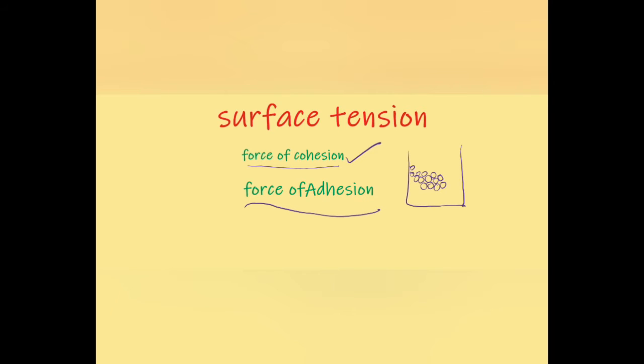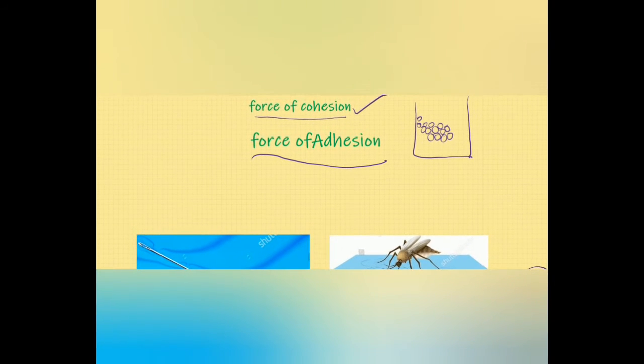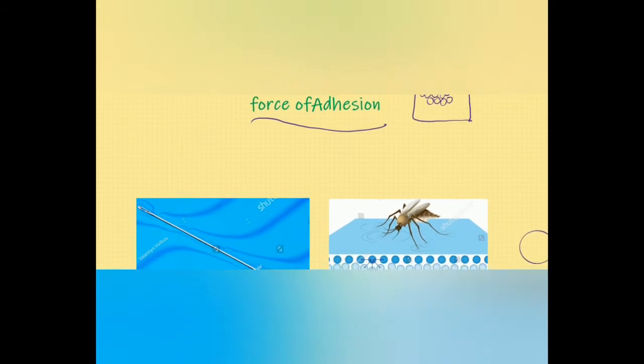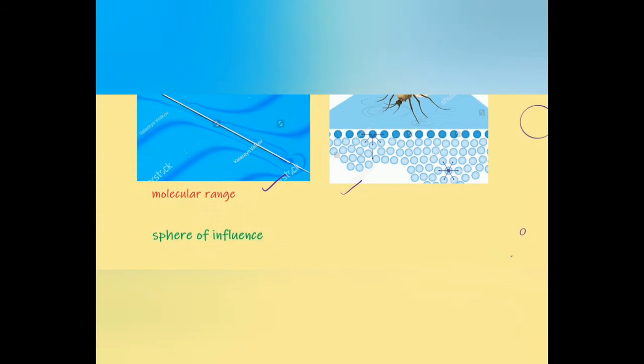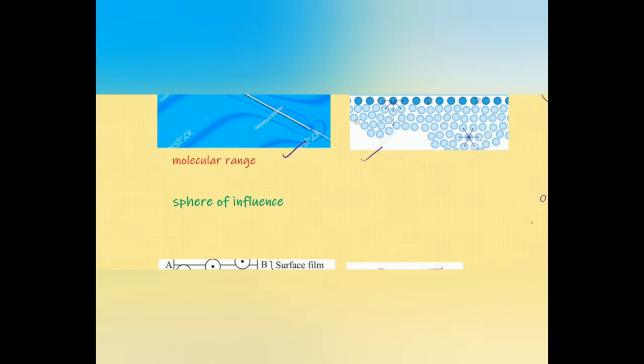So, mainly there are two types of force of attraction between the molecules, that is force of cohesion and force of adhesion. Force of cohesion means the force of attraction between molecules of the same kind, and force of adhesion means the force of attraction between molecules of different kinds. Now we will see what is meant by molecular range and sphere of influence.